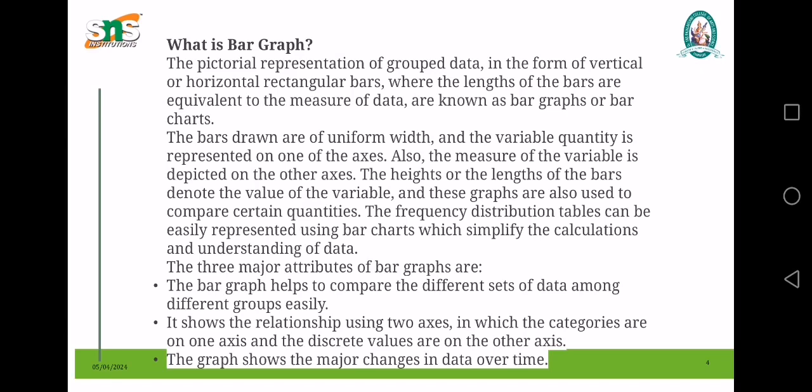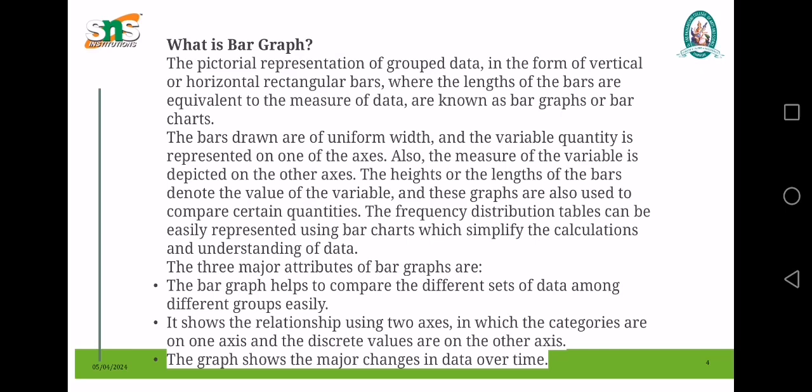What is a bar graph? The pictorial representation of grouped data in the form of vertical or horizontal rectangular bars, where the lengths of the bars are equivalent to the measure of data, are known as bar graphs or bar charts. The bars drawn are of uniform width and the variable quantity is represented on one of the axes. Also, the measure of the variable is depicted on the other axis. The heights or the lengths of the bars denote the value of the variable, and these graphs are also used to compare certain quantities.